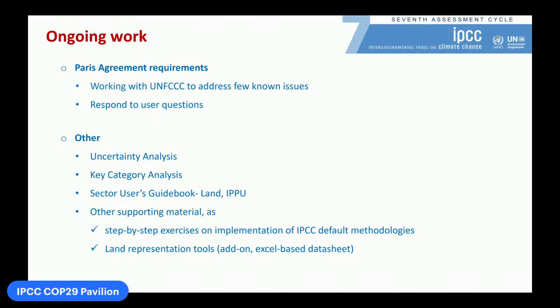Then, what is still work to be done? As said at the beginning, uncertainty analysis is still to be developed. The goal is to have both approaches, 1 and 2. Now we have a simplified approach 1 only. Key category analysis will be adjusted accordingly, because you may have approach 1 and 2. For approach 2, you need an uncertainty analysis developed. So after the uncertainty analysis, we should also improve the key category analysis.